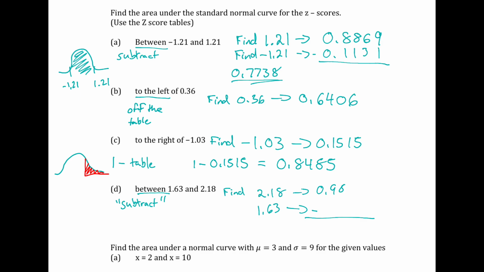Okay, so 2.18 is 2.1. Oh, it's 0.9854, yeah. 0.9854 and 1.63, 0.9484. There's 0.9484. That's an 8 there. Altogether 0.037. So that's my answer there.